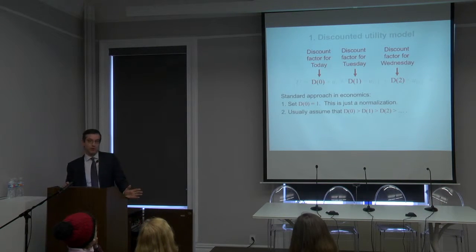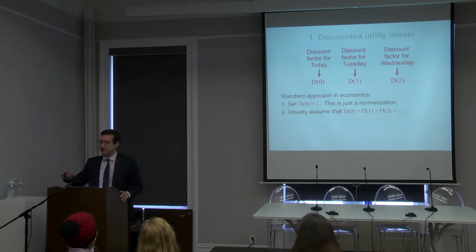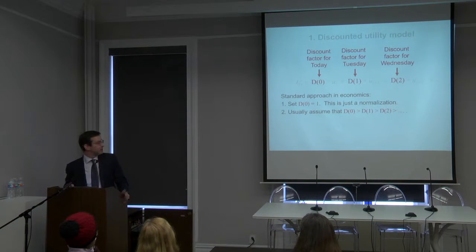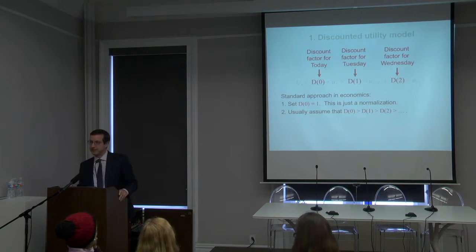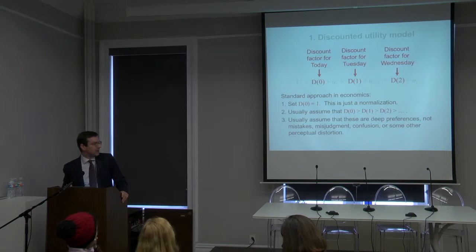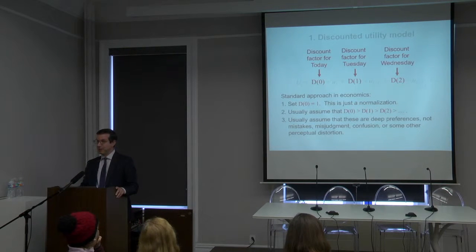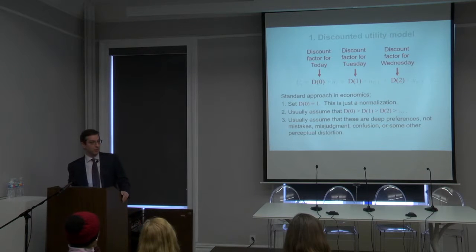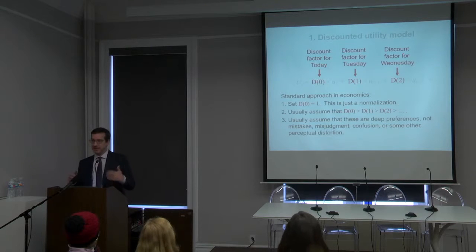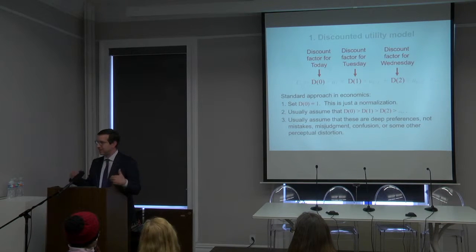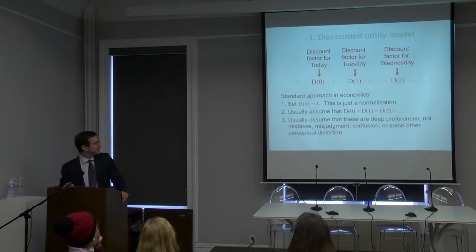Well, people seem to care more about what's happening now than what will happen in the future. So generally, we take the approach, empirically driven, that this D function is declining as we go out further in time. D0 greater than D1, greater than D2, etc. We usually assume, though I'm going to challenge this later on, that these are deep preferences, meaning we humans really do care more about today than tomorrow than the next day. That's not a mistake, that's not a cognitive error, that's not a perceptual problem. That is a legitimate expression of our preferences. These are our human tastes.